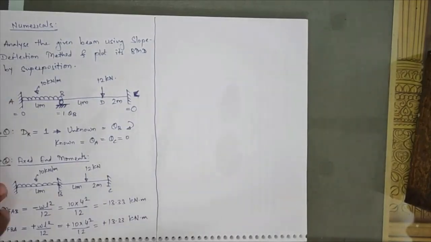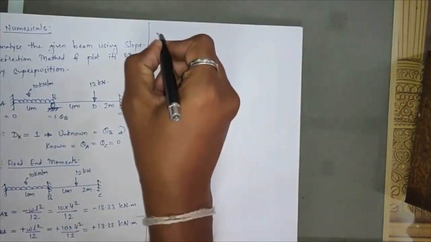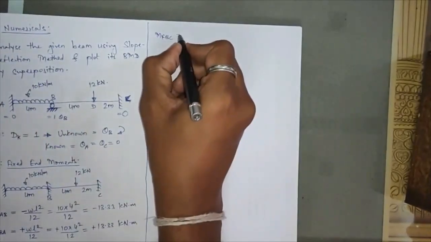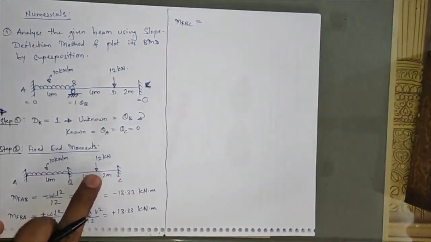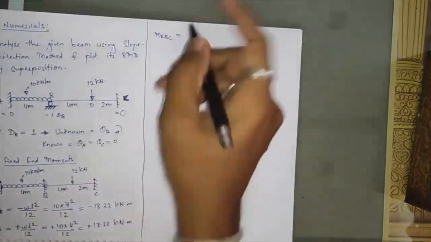Next, now we'll move towards span BC. So the next fixed end moment I'll have will be our MBC. MBC is what? In member BC, what is happening now? A point load is there at a non-uniform distance. So for non-uniform distance, how much is the fixed end moment given by?